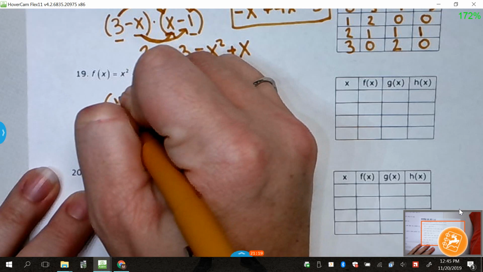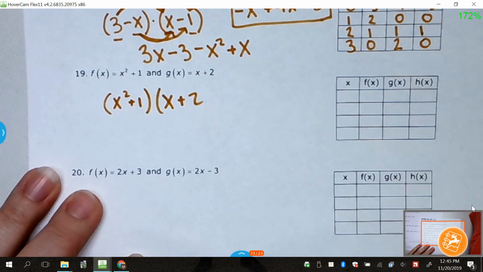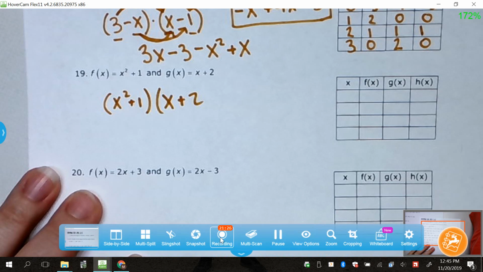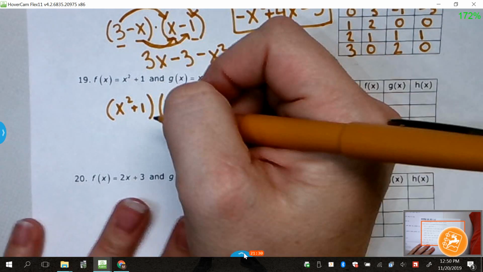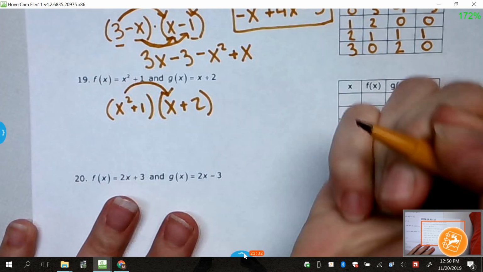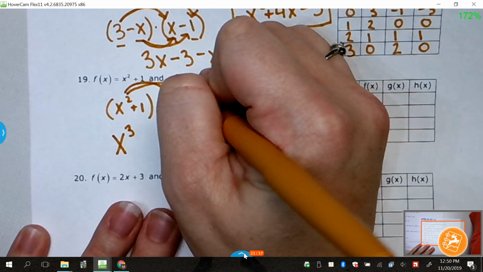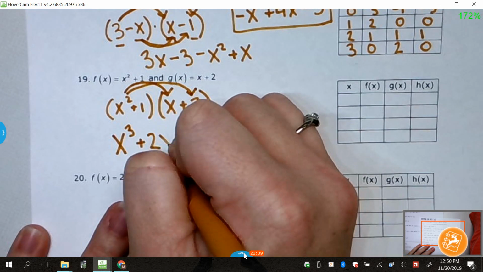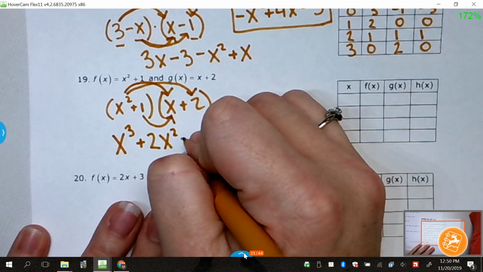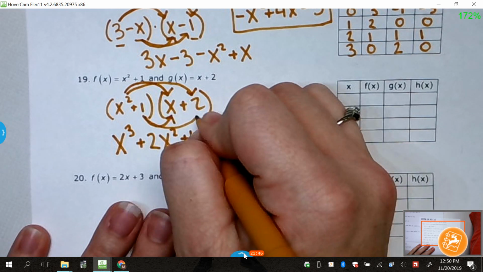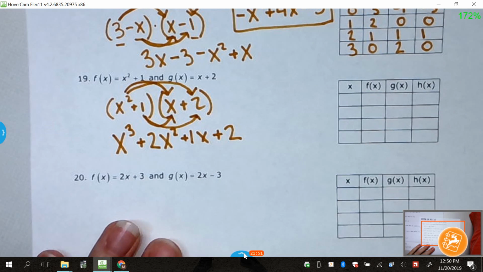Okay, here we have x squared plus 1 times x plus 2. Okay, so we are multiplying. X squared times x is x multiplied 3 times. X squared times 2 is 2x squared. 1 times x is 1x. 1 times 2 is 2. So there are no like terms, and that is your answer.